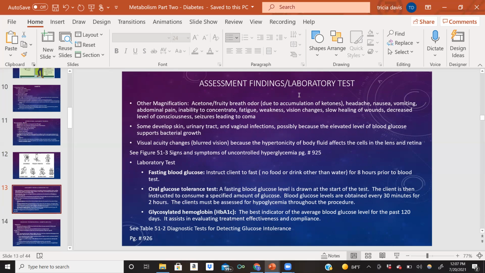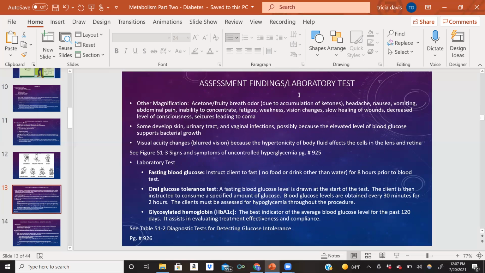They're going to complain of vision changes. Blurred vision usually is what they complain of. If they have wounds anywhere, they're going to be very slow to heal. Too much glucose in the system won't allow your wounds to heal. They may have a decreased level of consciousness, and if left untreated, they can develop seizures, which could lead to a coma.